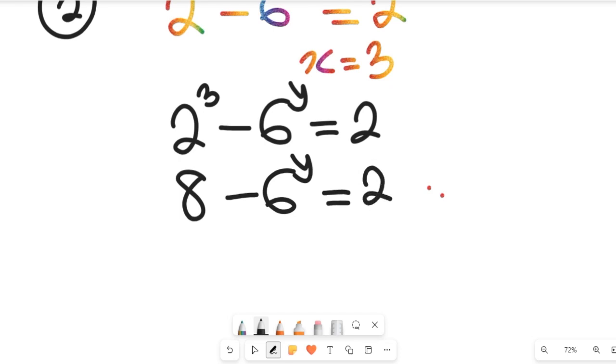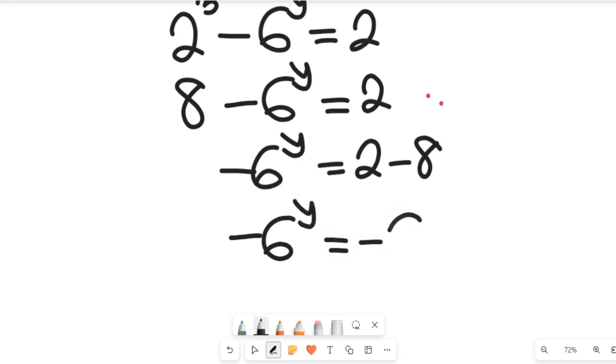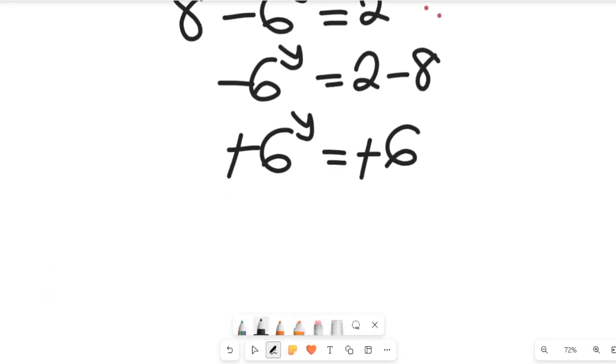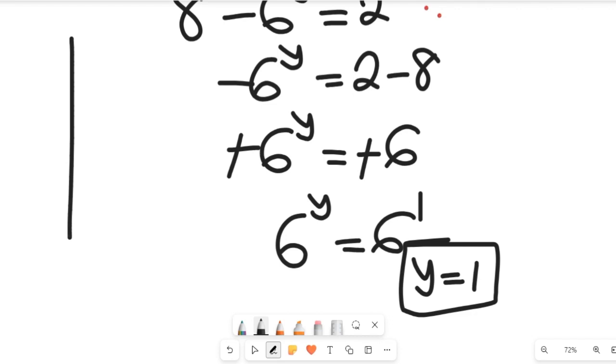Now let's subtract 8 from both sides. This will give us 6 to the power of y equal to 2 minus 8, right? So that will give us the solution 6 to the power of y equal to negative 6. For sure, negative will clear negative, and then we'll have 6 to the power of y equal to 6 to the power of 1, because 6 to the power of 1 is equal to 6. So our y over here will be equal to 1. And that is the solution to y from that exponential equation that is given to us.